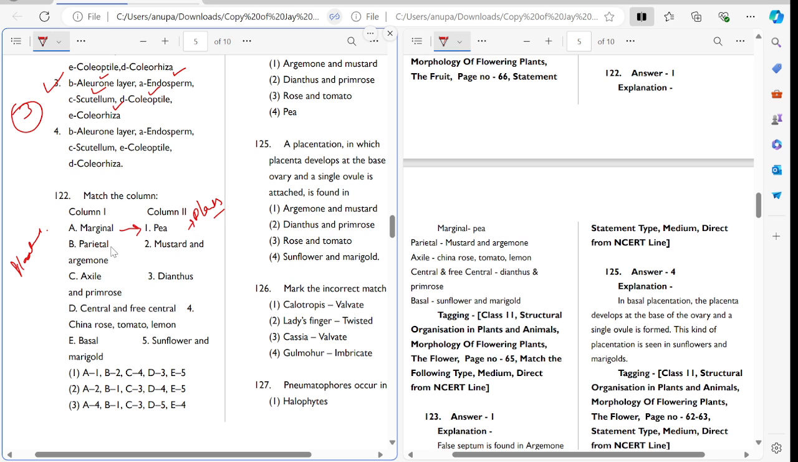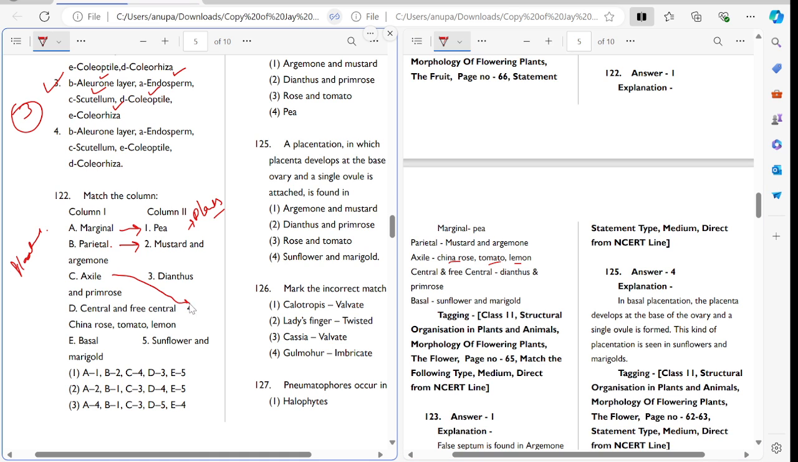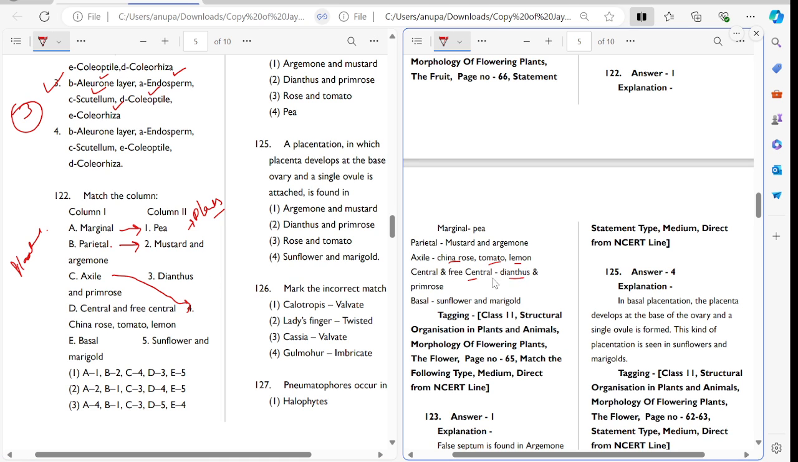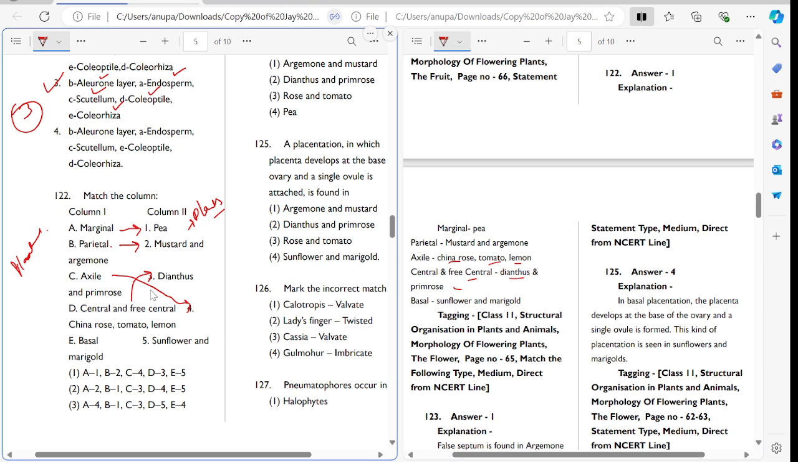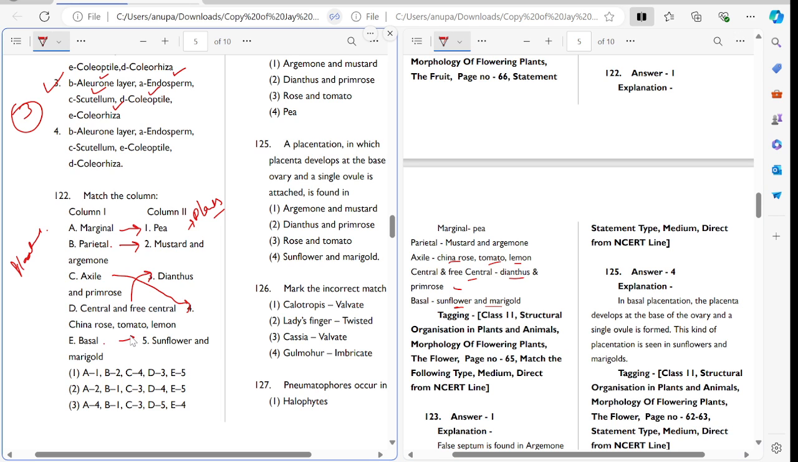The second one is parietal placentation. Parietal placentation is mostly found in mustard and Argemone. So this will go with this. Third is axile placentation. Axile placentation is mostly found in China rose, tomato and lemon. So this will go with China rose here. The fourth, D, is central and free central. Central and free central placentation is found in Dianthus and primrose. So this will go with Dianthus and primrose. And next is basal placentation. Basal placentation is found in sunflower and marigold. So it will go with 5.